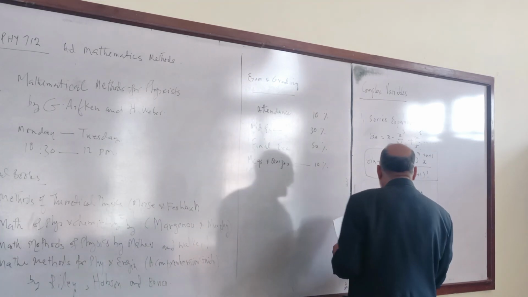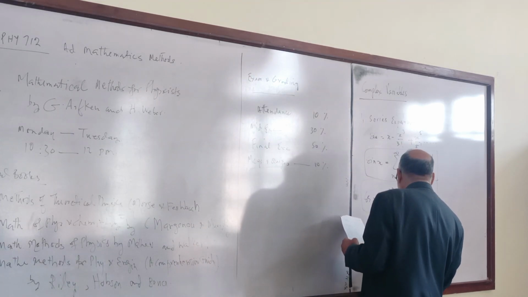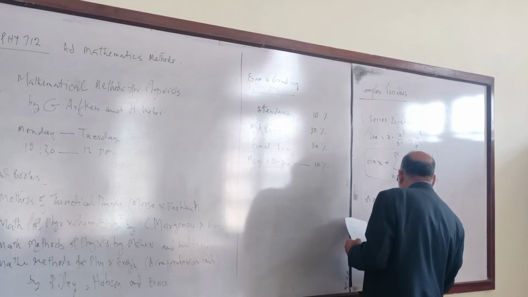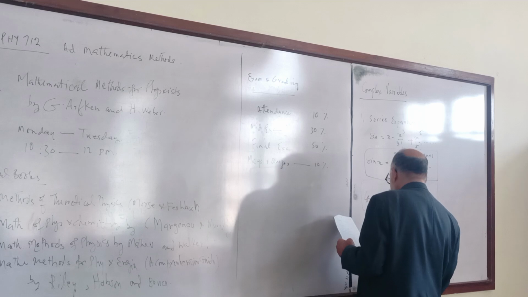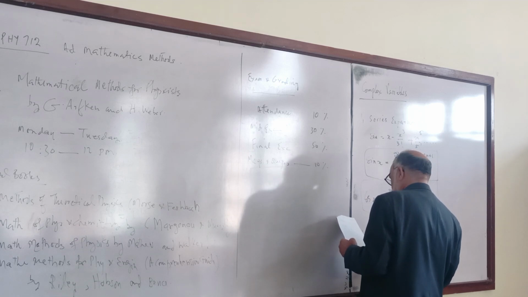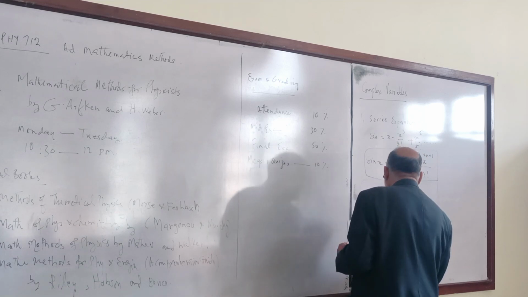We can write this in a symbolic way: sigma of x to the power n over n factorial, n starting from 0 and going to infinity, is e to the power x.